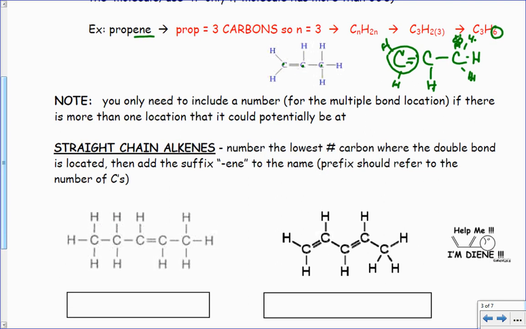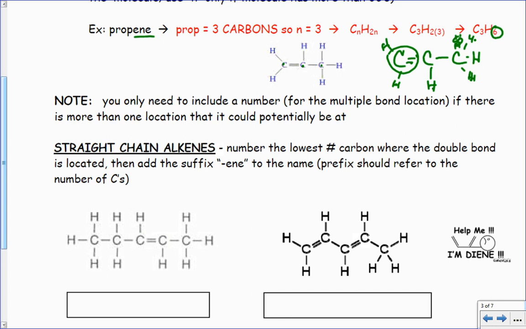No, you only need to include a number for the multiple bond if it's not at the first location. So that would be these examples here. So remember, I told you the naming rules. If I start 1, 2, 3, 4, 5, the double bond would be at this 3rd carbon. So that's at carbon 3.